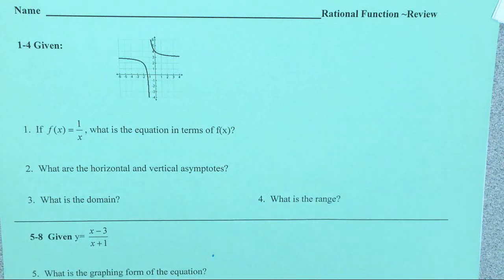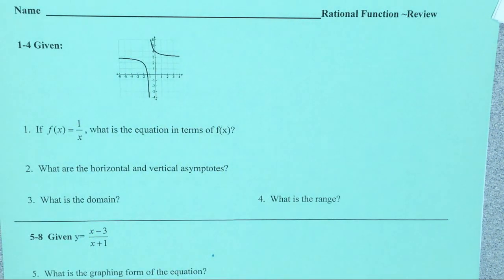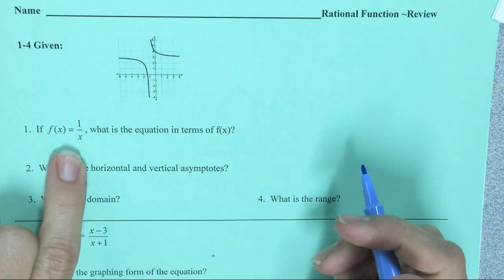Okay, watching this video is going to get you ready for the last test of the grading period, the test over rational functions, unit 6.3. So the first thing we're going to review is what a function like this represents. When you see a function like this, we know it represents 1 over x.